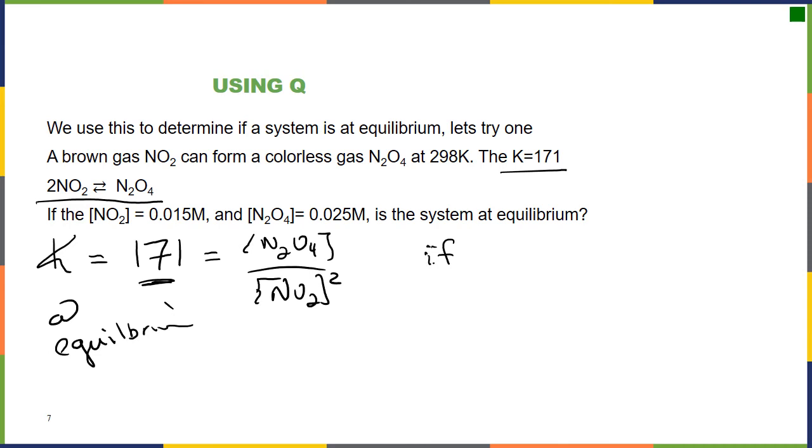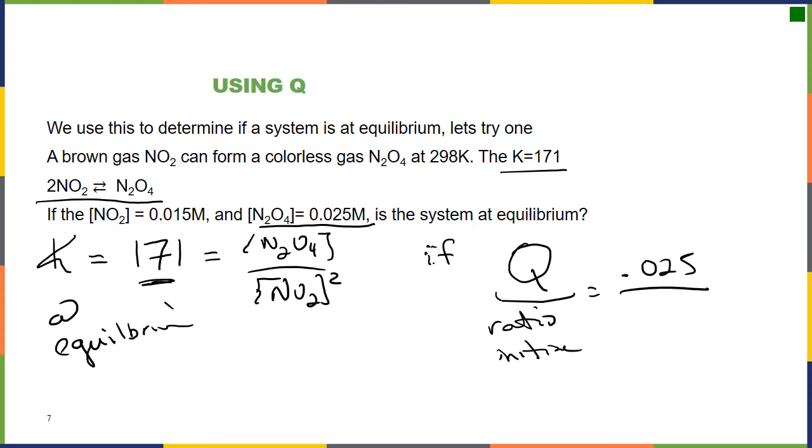So if instead I mix together some initial amounts, I'm going to get a Q. Q is just a ratio, it means quotient. So this is my ratio initial. And my ratio initial is going to be the amount of N2O4, which is 0.025, divided by the amount of NO2, which is 0.015, and this quantity is squared. So if I do the math on this, I get a value of 111.